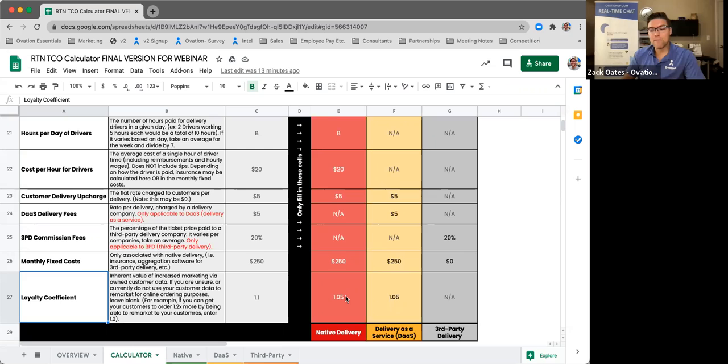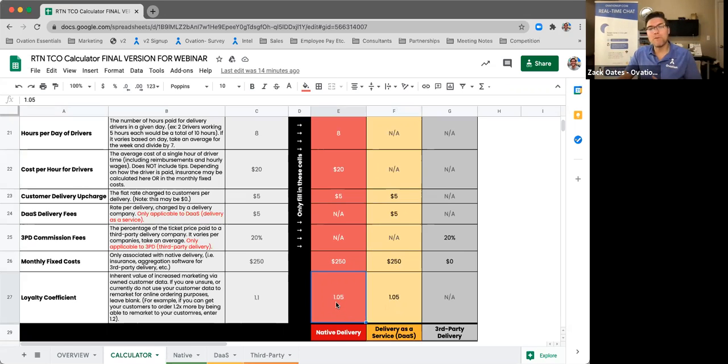Just saying that when you own that customer data, right? So someone orders on a third party, you don't know who they are as far as their phone number. You don't have their email address. You can't invite them back. You can't invite them to order with specials and things like that. Now, if you aren't doing anything with marketing, then you could leave that as one, because if someone isn't going to come in again because you have their data, then there really isn't a lot of loyalty coefficient here. But if you have tools and processes to use that marketing data, you put it here.